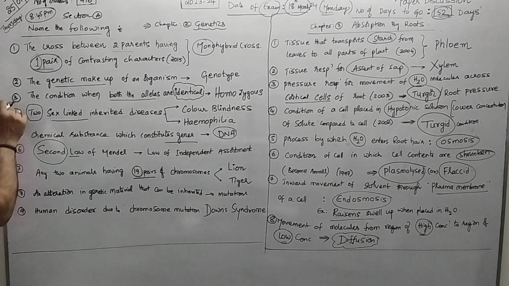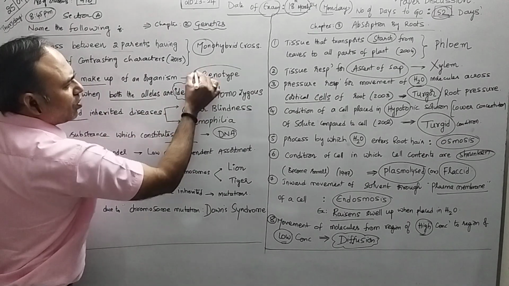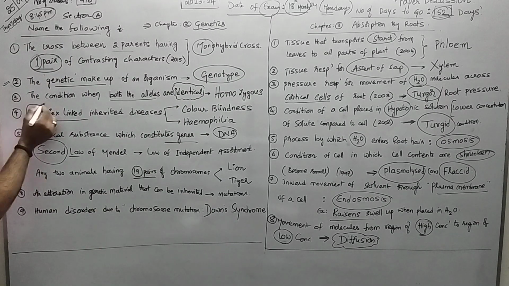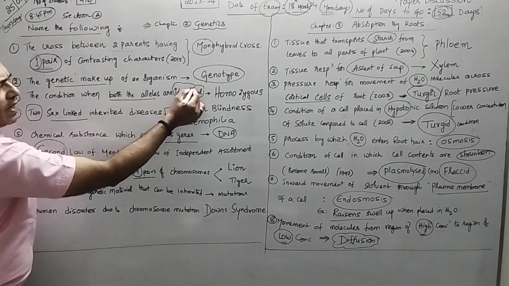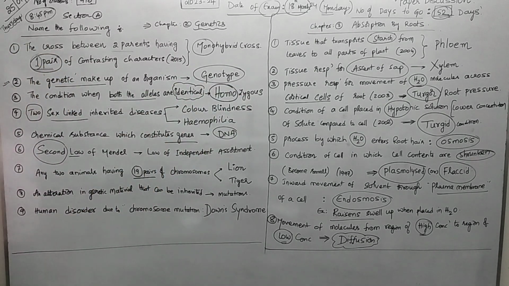Now second one, what is the genetic makeup of an organism known as? The genetic makeup of an organism is known as genotype. The condition when both the alleles are identical: if both are identical, it will be called homozygous. If it is different, heterozygous.